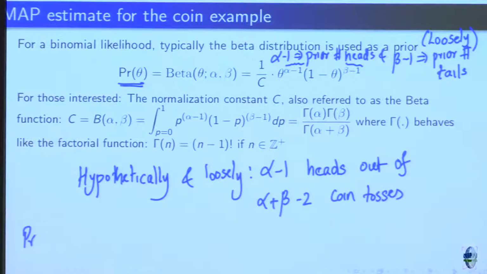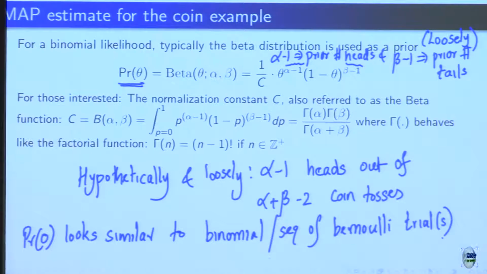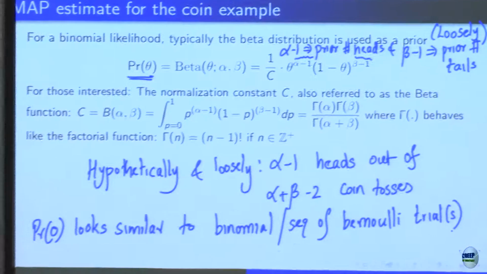So P theta looks similar to the binomial or sequence of Bernoulli trials. A similar form. The 1 upon C turns out will be equivalent to n choose k.